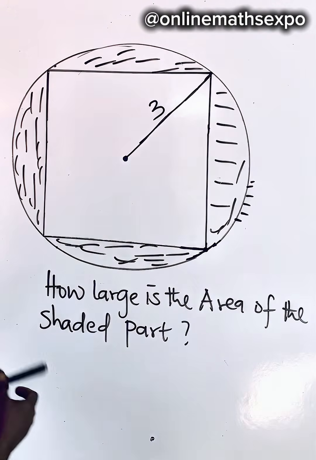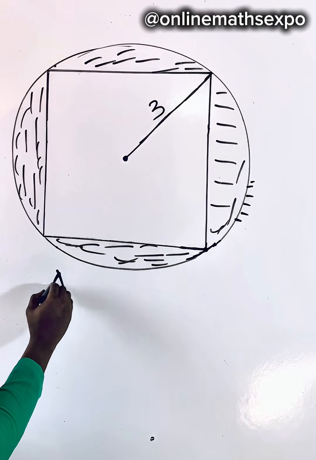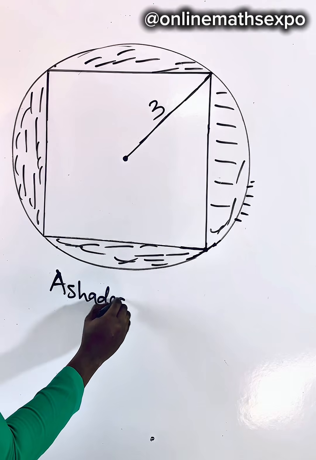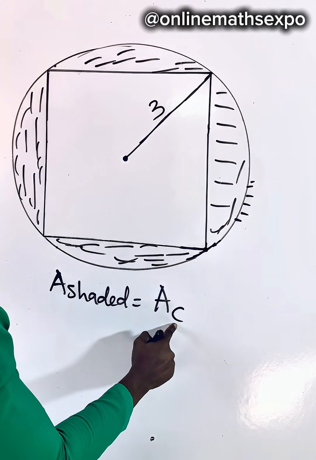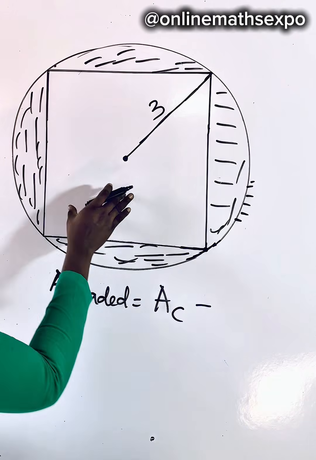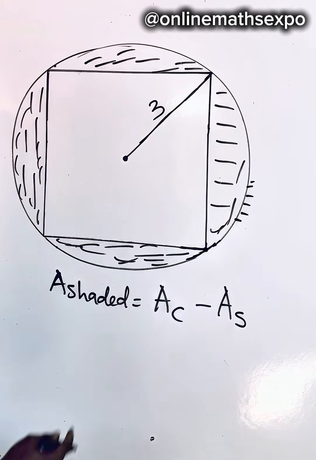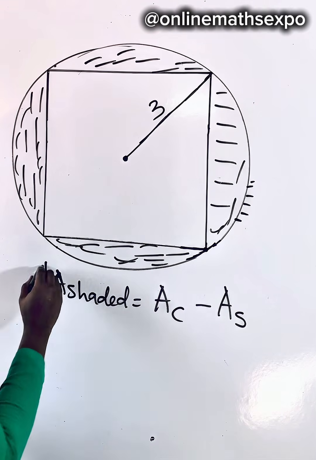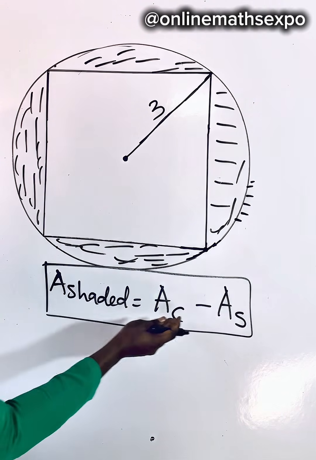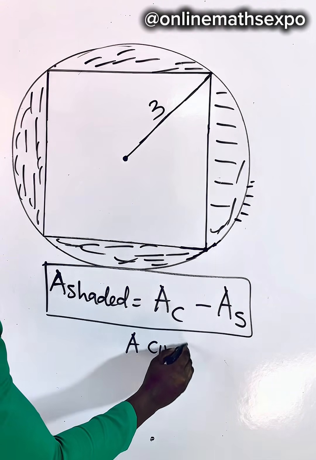So to answer this question, we begin with the solution. To find the area of the shaded part, we just need to get the area of the circle, minus the area of the square. That gives us the shaded region. So let's take it one at a time. This is all we need to do to answer this. So let's find the area of the circle.